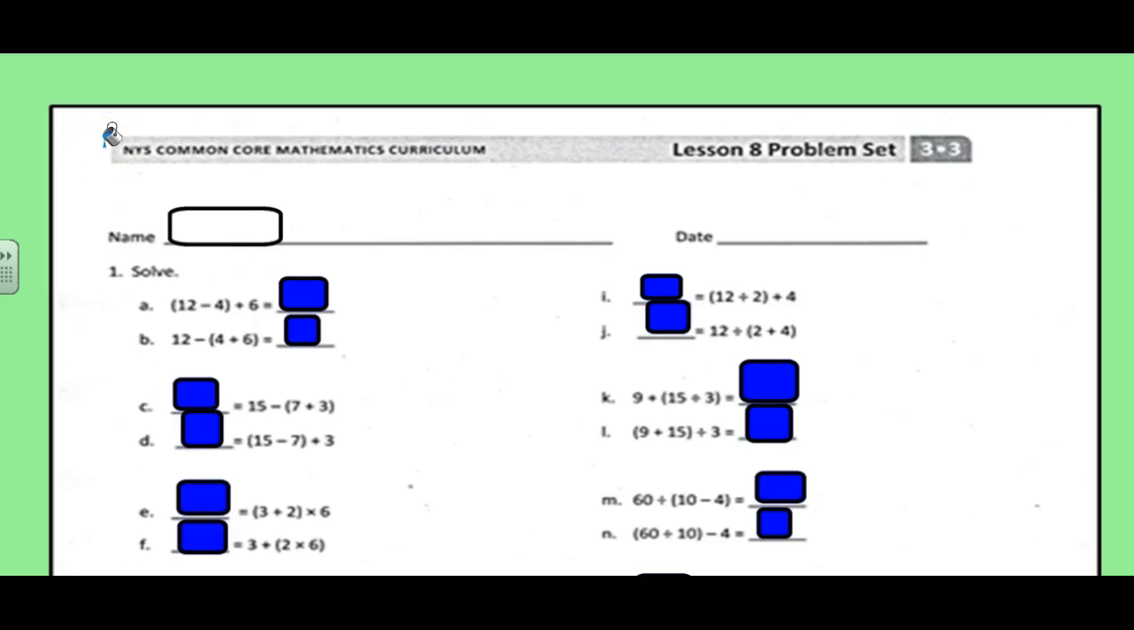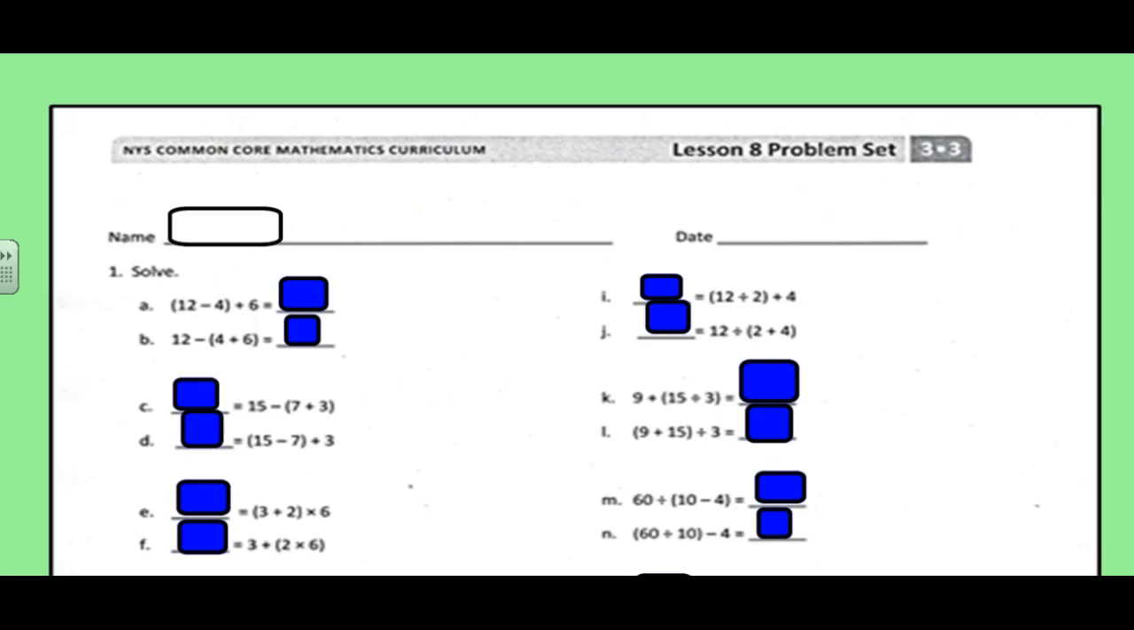For the first part of the problem set, you can see that we are just going to solve the equations. Both of these have the same numbers, but you see that the parentheses are just in different parts of the equation. So for A, we have 12 minus 4 plus 6. B has 12 minus 4 plus 6, but we're going to solve them different ways.